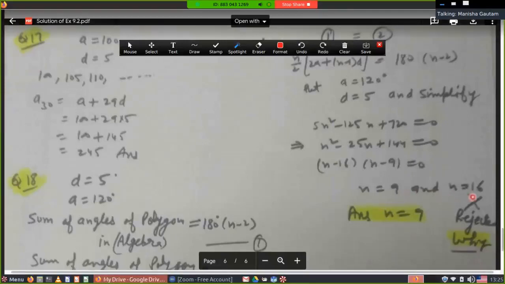N equal to 16 is the rejected value. Why is it rejected? Because when you get the 16th term of this sequence, it will be greater than 180, which is not possible. When you take 9, you will get angles less than 180. If you want a polygon, it is a must that the value of the angle is less than 180. If it is greater than 180, then it is a rejected value. For n equal to 16, you get the rejected case.